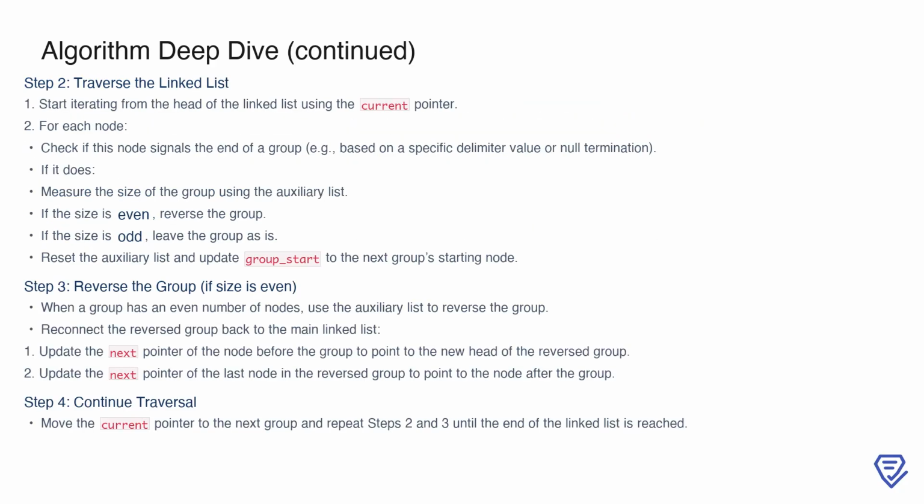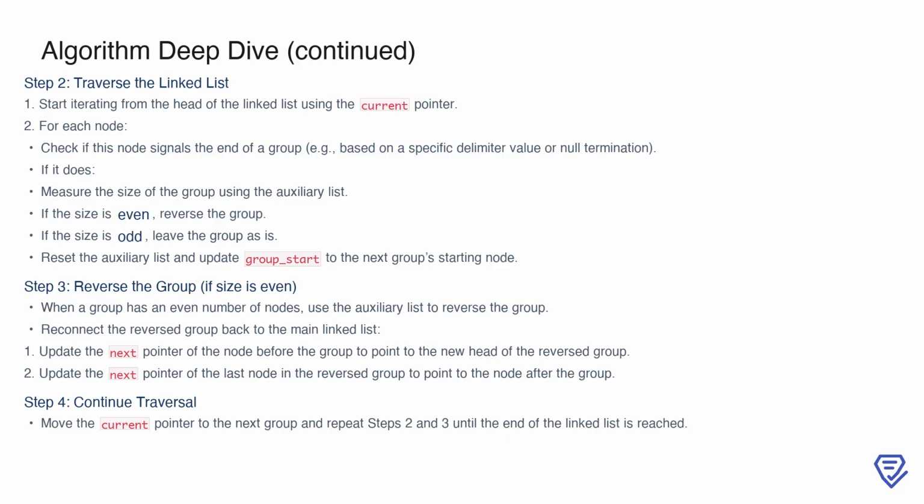Now, we begin traversing the linked list using the current pointer. For each node, we check whether it signals the end of a group. This could happen, for example, when we reach a specific delimiter value or the end of the list. Once we reach the end of a group, we calculate the size of the group using the auxiliary list. If the group size is even, we reverse the nodes in the group. If the size is odd, we leave the group as it is. After processing the group, we reset the auxiliary list and update the group_start pointer to the start of the next group.